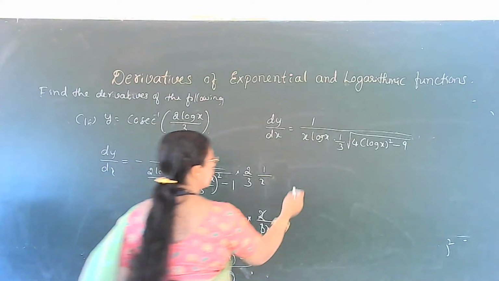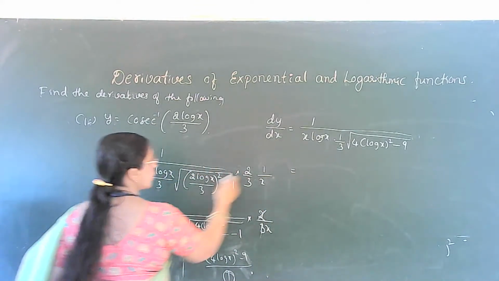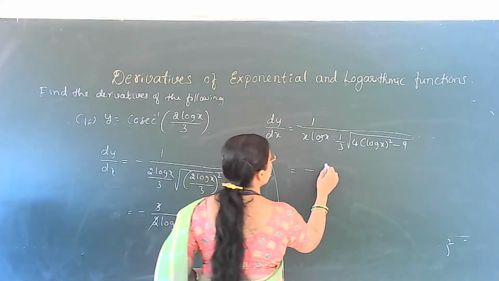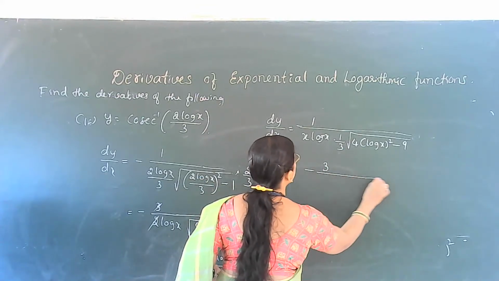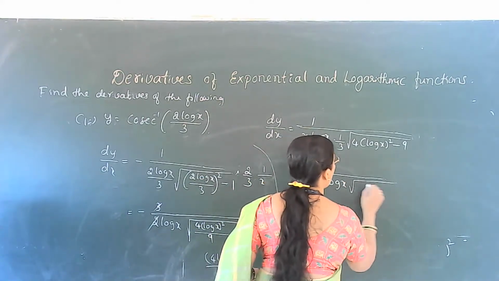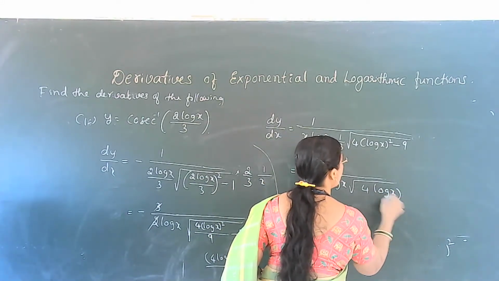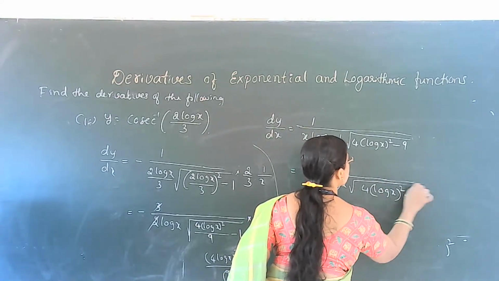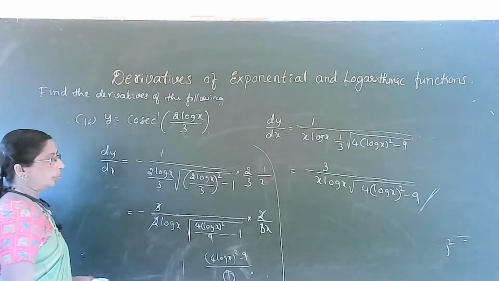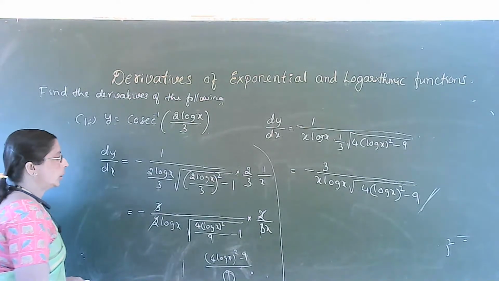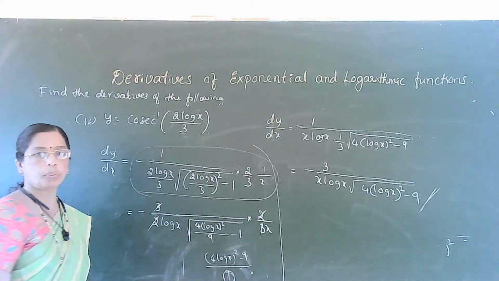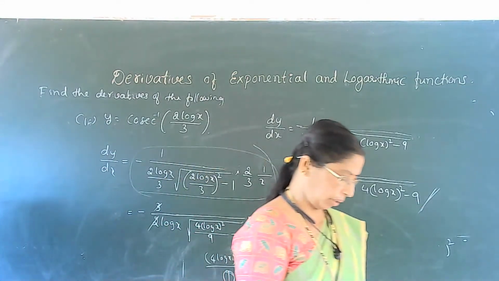Therefore, the answer is minus, with the minus sign, and taking the numerator side, minus 3 divided by x log x into the square root of 4 (log x) whole square minus 9. This is the answer, the derivative of this function. You have to write the derivative of the function, and this is the simplification.